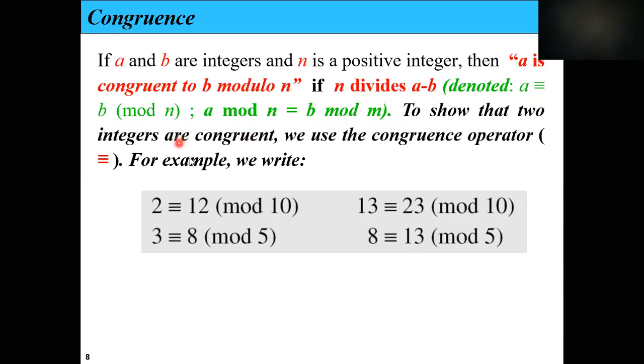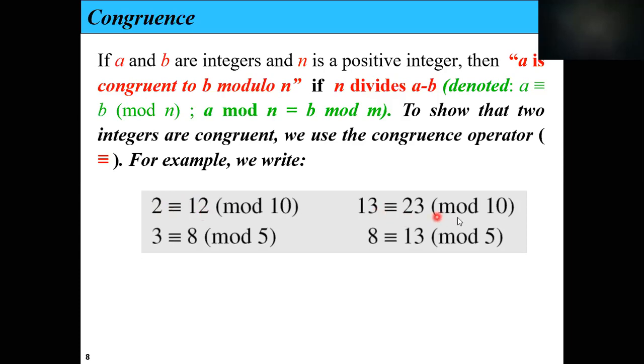To show that two integers are congruent, we just use the congruent operator. For example, 2 is congruent to 12 under mod 10. If the number is greater than 10, then you can find the remainder. So 2 is congruent to 12 because if you divide 12 by 10, the remainder is 2.